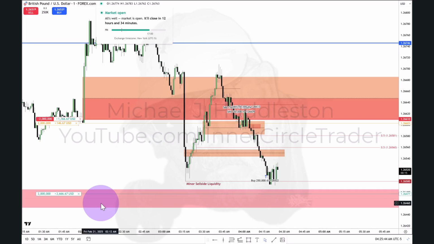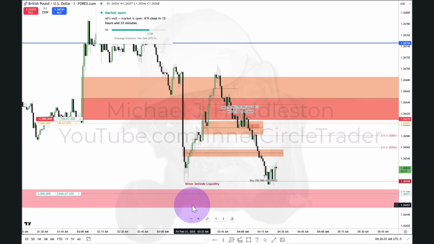The setup is I'm looking for price to get below this low. To what degree? It can go down to that inefficiency that was framed on the 5-minute chart. Simple, but hard to do when you're brand new because you see things like this and you're thinking, well, what happens if it turns around and goes higher? Then it goes higher. You can't stop it. I can't stop it.